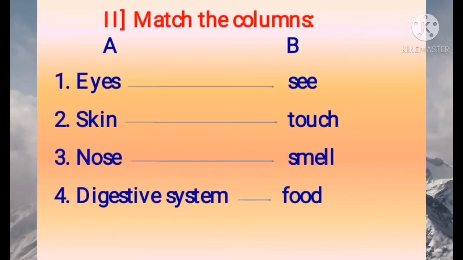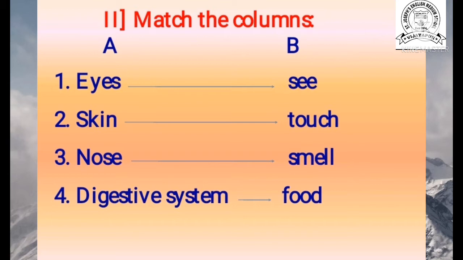Now the second question, match the columns. First one is the eyes. Eyes, what is it, children? It is one of the sense organs. By using our eyes, what should we do? By using our eyes, we should see. So eyes match with see.